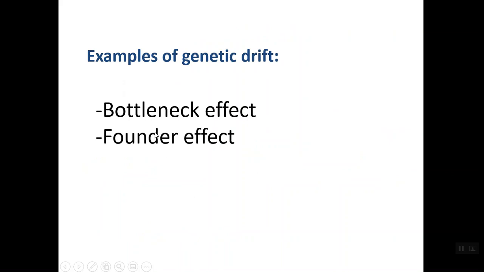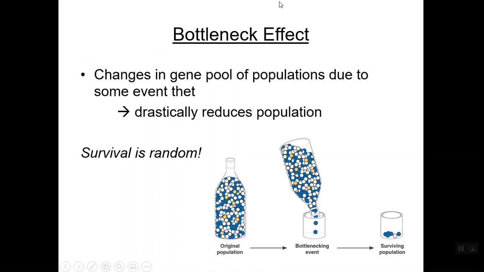The two main examples we're going to talk about are the bottleneck effect and the founder effect. They're quite interesting to look at. Let's look at the bottleneck effect. The bottleneck effect refers to a change in alleles or gene pool of populations due to some drastic event that reduces the population size. Here is just a visual representation of what I'm telling you.